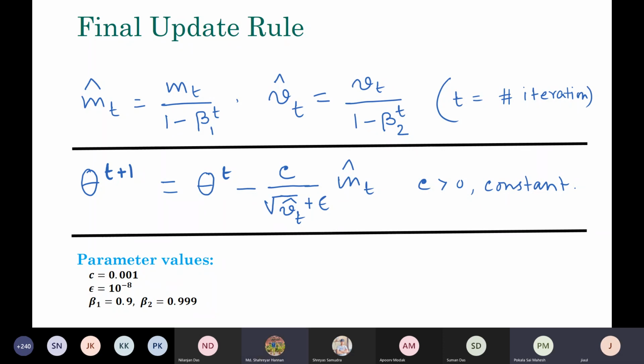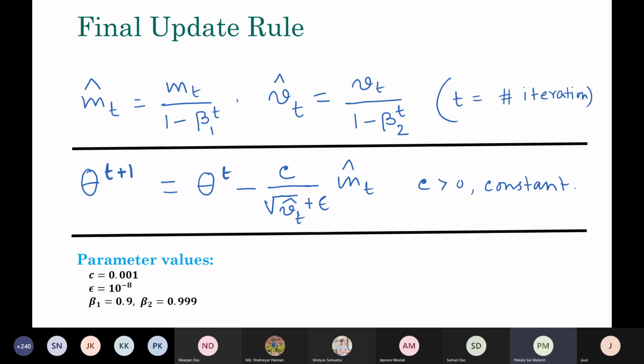Yeah, go ahead. So t raised to beta 1, beta 2, is it superscript or power? T is a power. Okay. T is not a superscript, it's a power. Because beta 1 and beta 2 are both scalars. So you fix them once at the beginning.